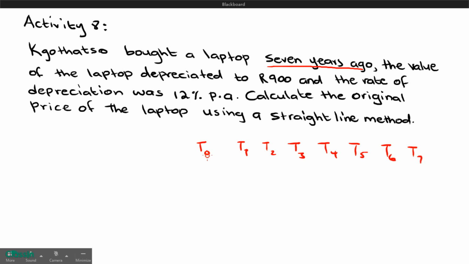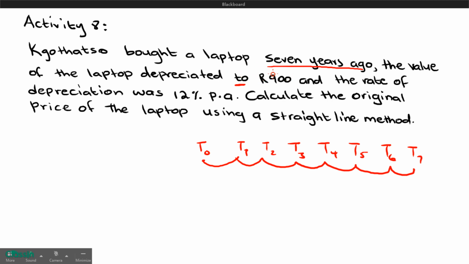So we always start at 0, T0. Today is T0, it will count 1 next year. It will complete 1 year next year. So from here, it's 1 year, 2 years, 3 years, 4 years, 5 years, 6 years, and the 7th year.